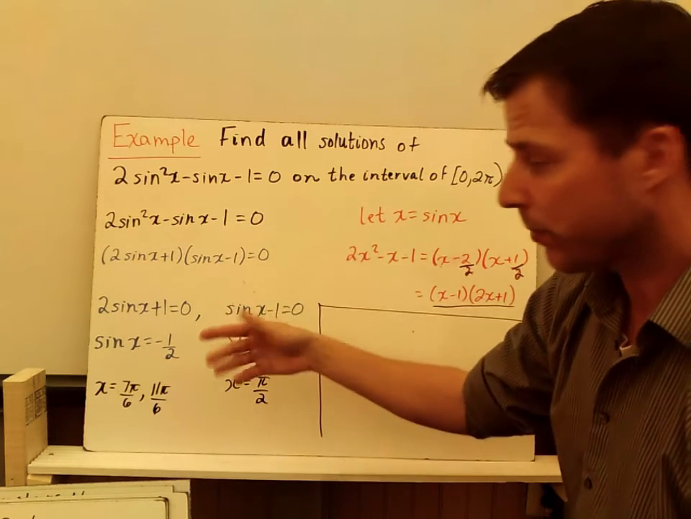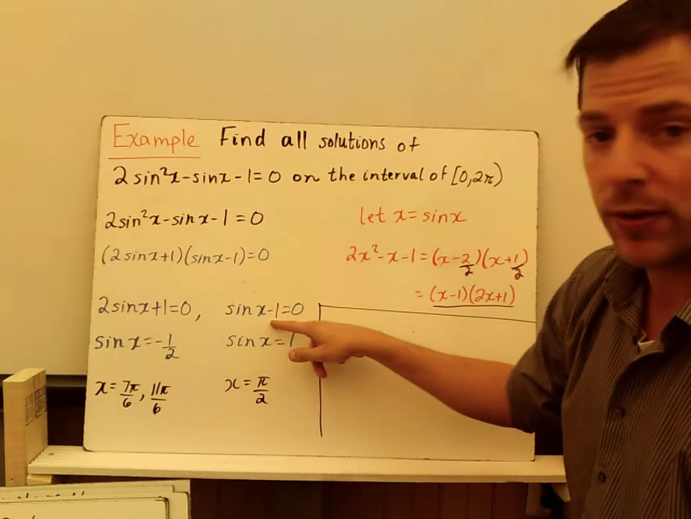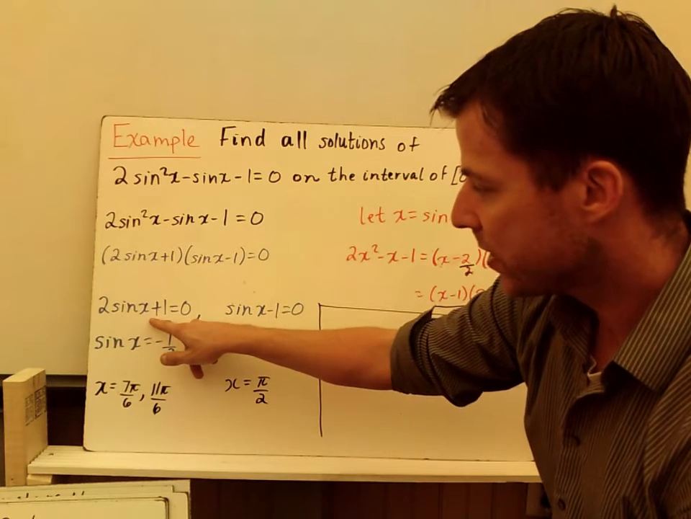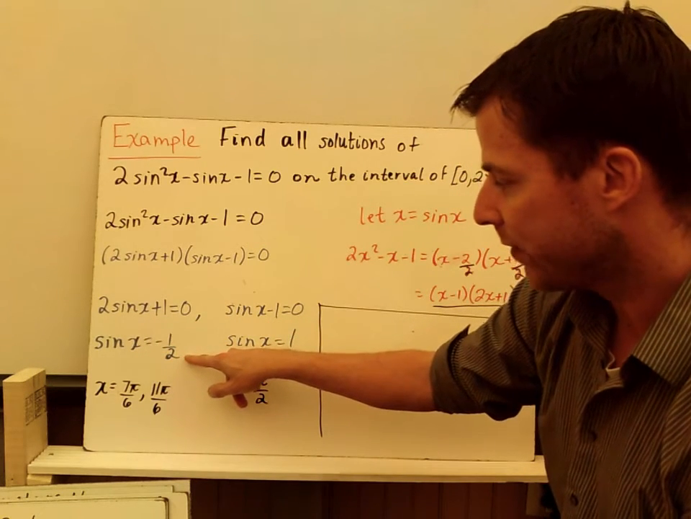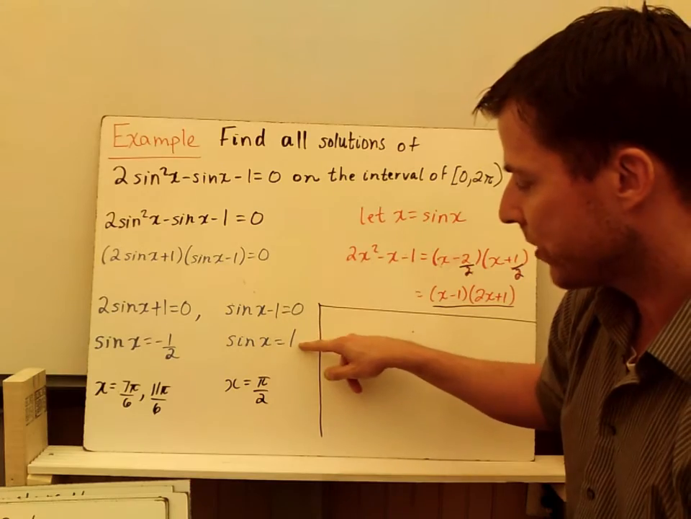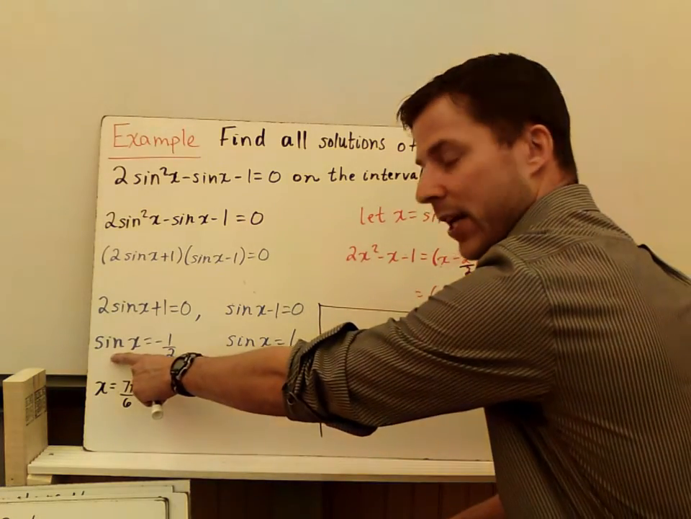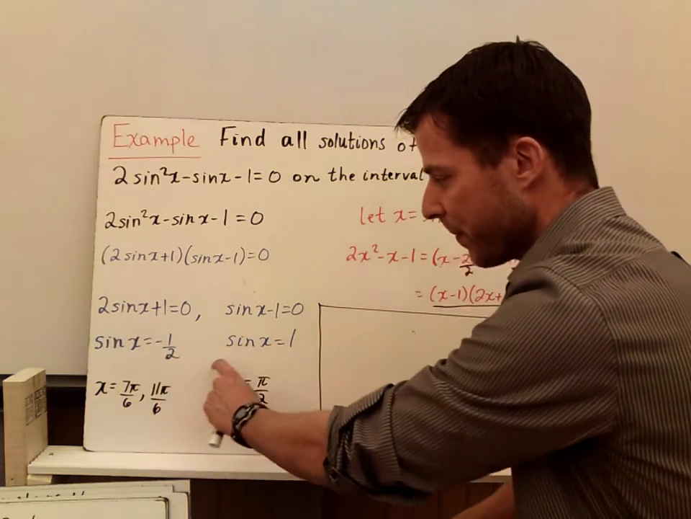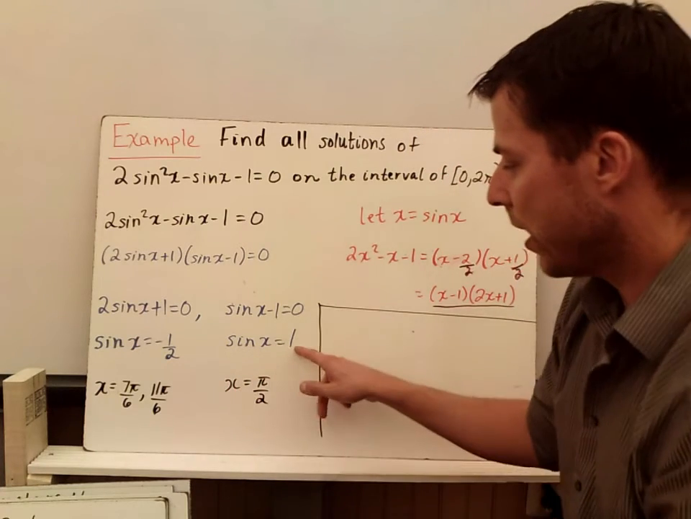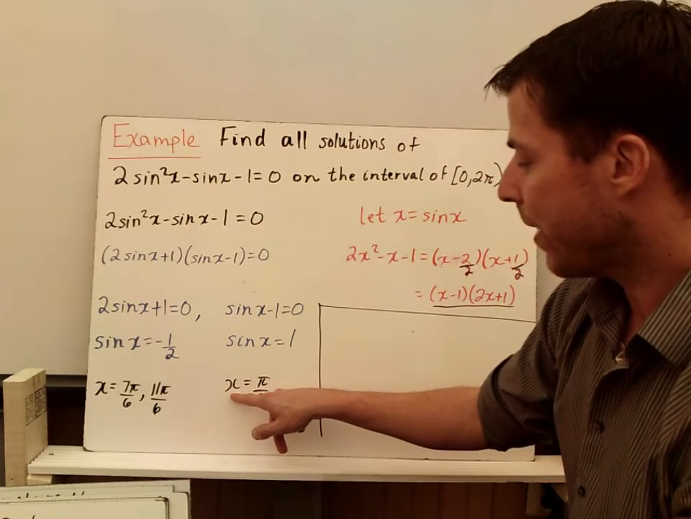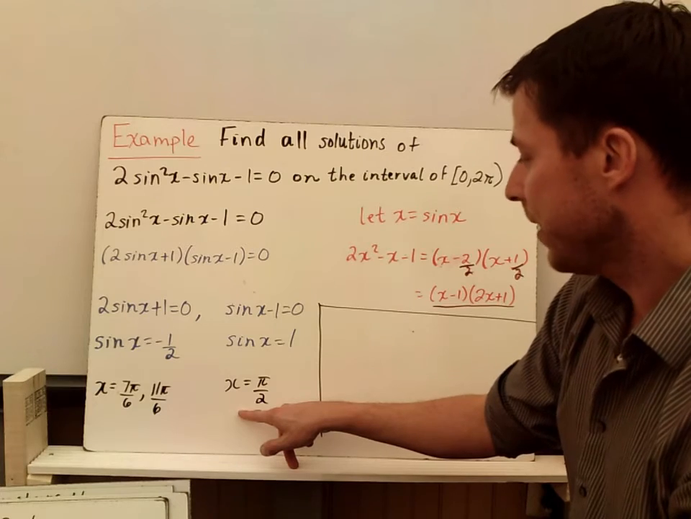And again, the zero product property, I set each equal to 0. So when does sine x equal negative 1/2? When does sine x minus 1 equal 0? So I'm looking for values where sine of x equals negative 1/2 and sine of x equals 1. Sine of x equals 1 at pi over 2, okay?